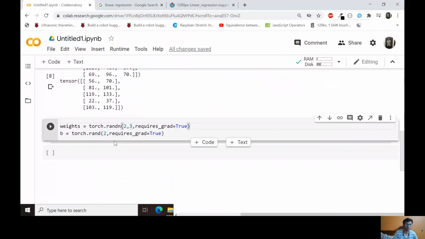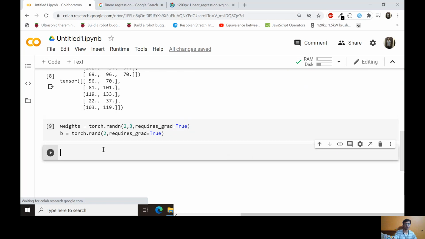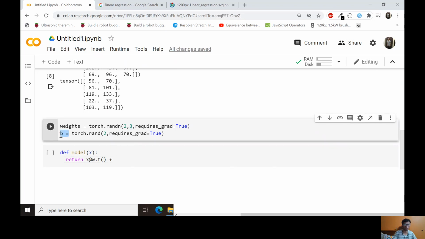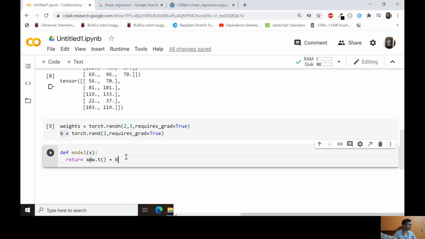Let's say if you run this, and if we create a model for our purpose, this is the input, and we are getting a return. X stands for our matrix. The @ sign stands for matrix multiplication. W stands for our weight, and T stands for the transpose of the matrix. Plus we have the B. Now B stands for our constant. So there you go.